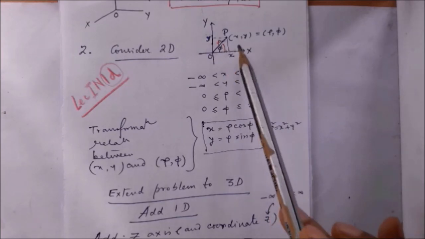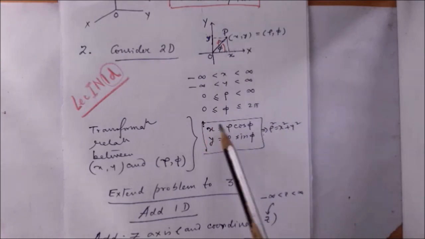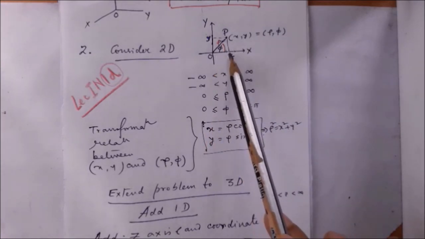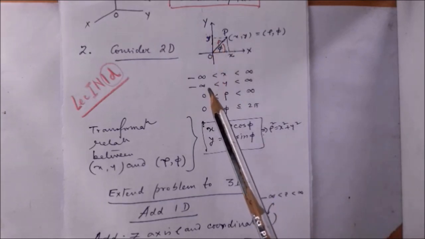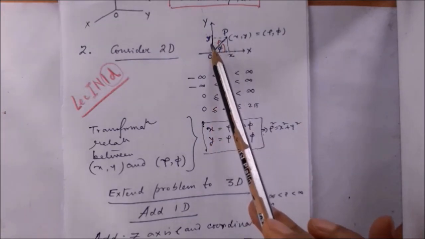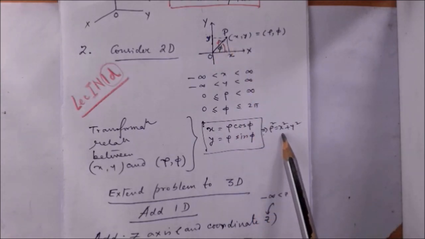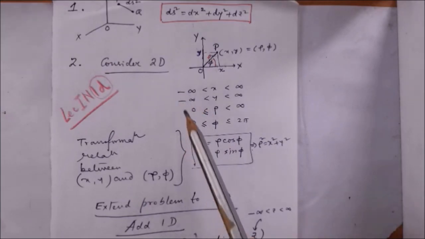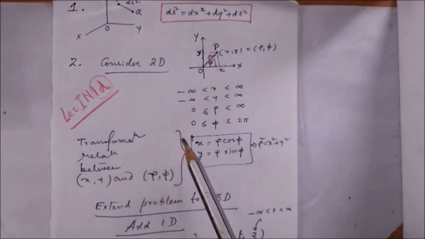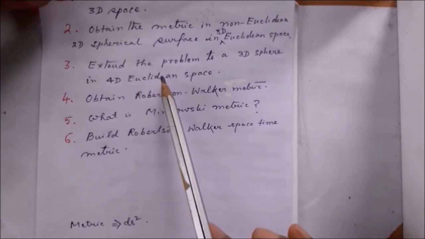And the transformation relation between the Cartesian and plane polar coordinates is given by x equal to rho cos phi and y equal to rho sin phi. And the resultant of x and y is rho, which is given by rho squared equal to x squared plus y squared. Please see how the problem is tackled. This will help us a lot when we go to problem 3.